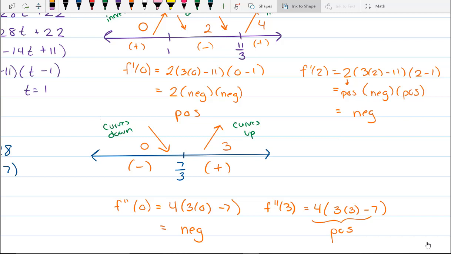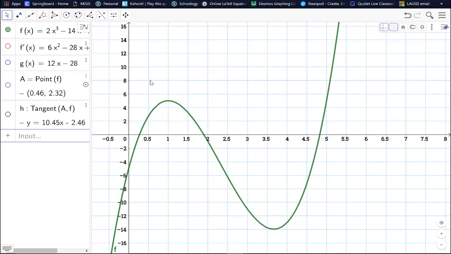In terms of acceleration, we are decelerating, and here we are accelerating. Okay? So I want to go ahead and take a second to look at the graph of all these functions just to see if we're right. So let's look at the graph here. This is the graph of our original function.